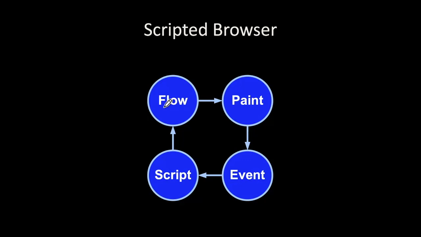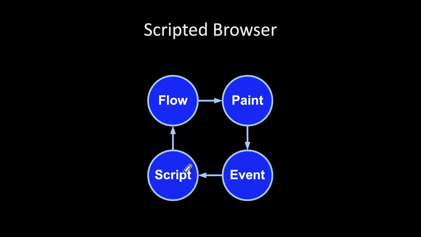immediately the browser will respond by entering its flow phase. In other words, it analyzes the DOM. We had that on the previous screen. It reanalyzes the DOM, constructs a new display tree, and paints that new display tree on the screen. Hence, we've got a dynamic web page, a web page that is changing based on the user interaction. And it remains in this cycle of phases as long as the browser's URL address does not change.